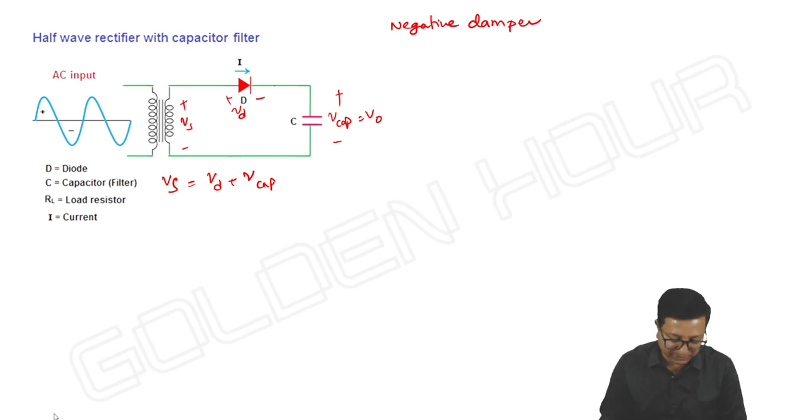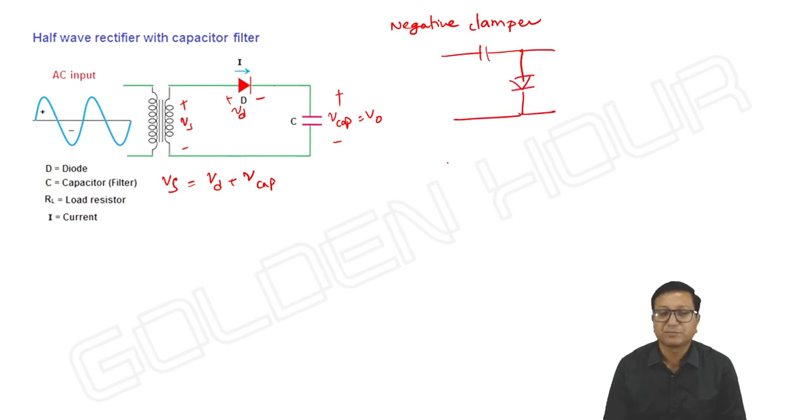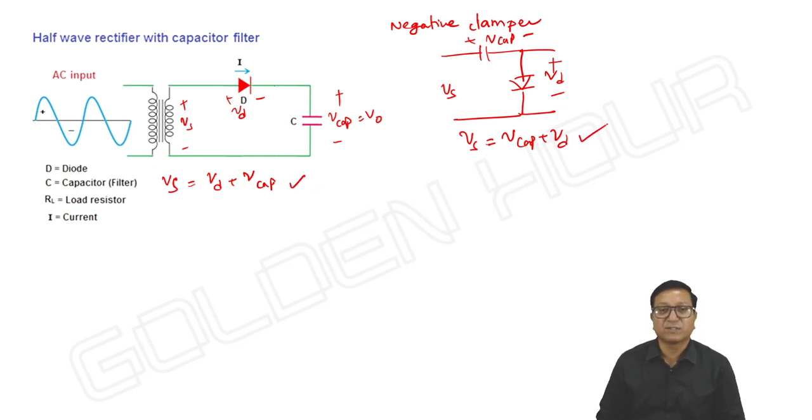If you take the negative clamper, there what we did, we took a capacitor and a diode, remember? And here it is Vs, V capacitor and Vd. Here we wrote Vs is equal to V capacitor plus Vd. Look at this equation and this equation, similar.